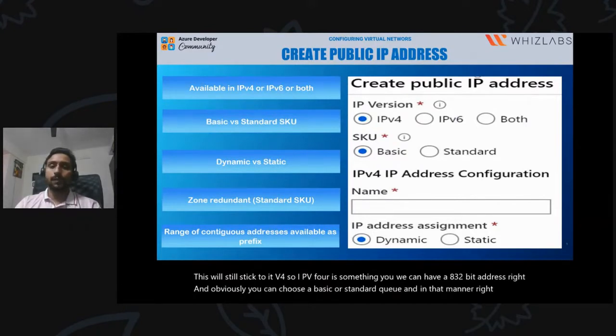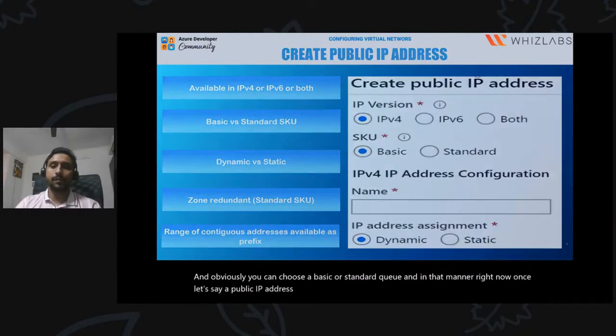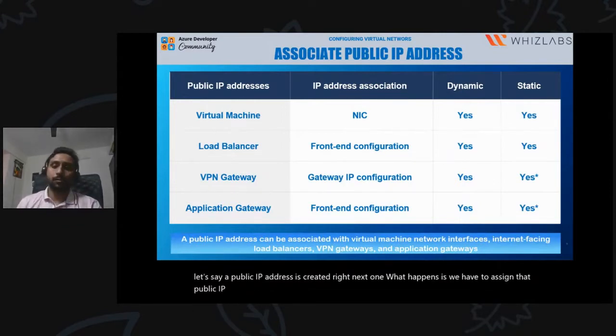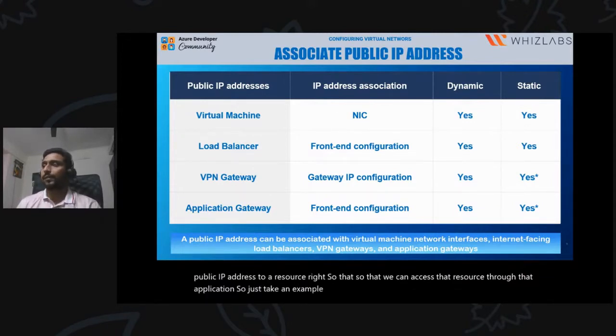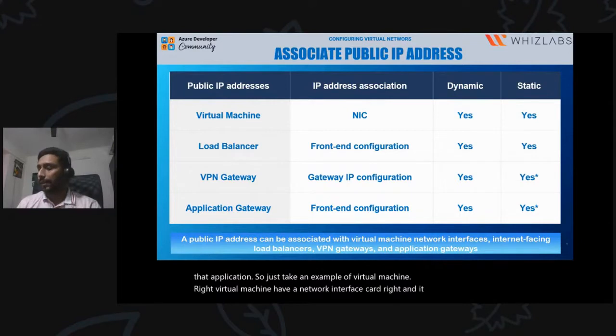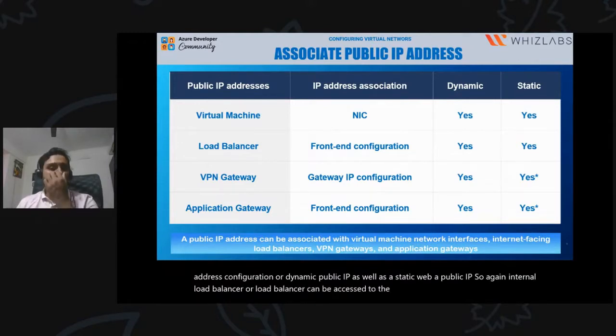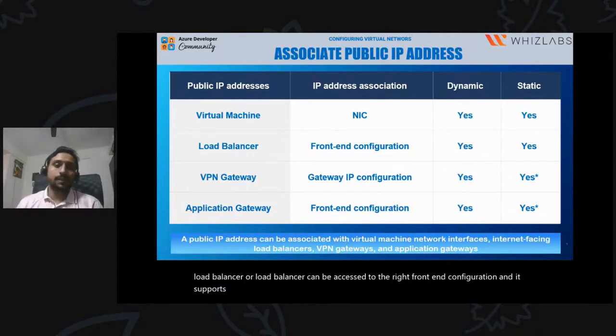Now once a public IP address is created, next we have to assign that public IP address to a resource, so that we can access that resource through the application. Just take an example of a virtual machine. A virtual machine has a network interface card, and it can hold a dynamic public IP configuration as well as a static public IP. Again, a load balancer can be accessed through the right front-end configuration, and it supports both dynamic and static IP addresses.